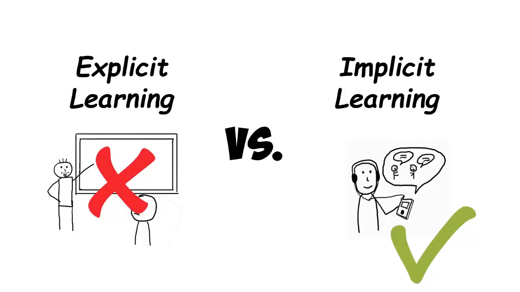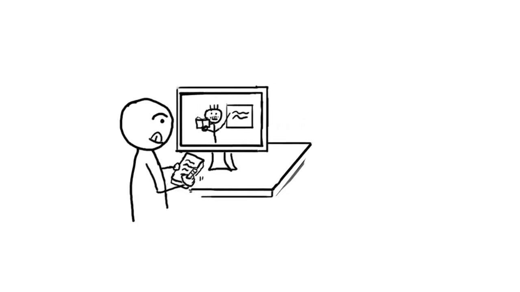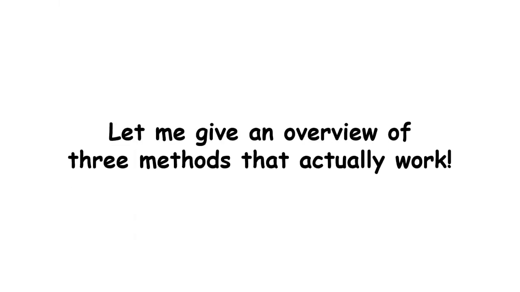Unfortunately, many English students like to learn English in an explicit manner. Some of them spend time on YouTube watching videos about grammar. What they don't realize is that the knowledge they gain from the activity is explicit knowledge, which is almost useless when it comes to speaking. So let me share with you 3 methods for learning to speak English that really work. I'll give you an overview of them as well as their advantages and disadvantages. And at the end of this video, there'll be a link to a free resource where you can study each of these methods in detail.